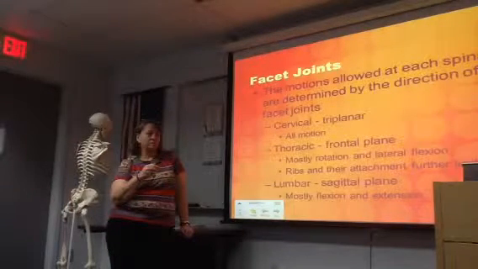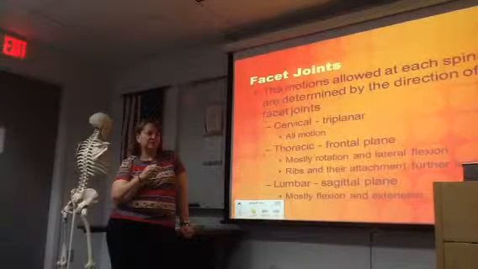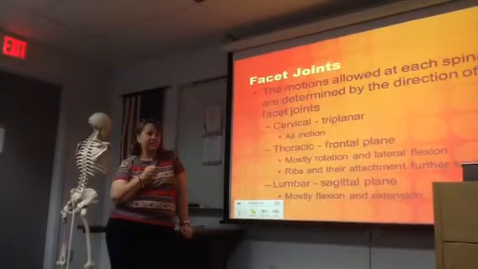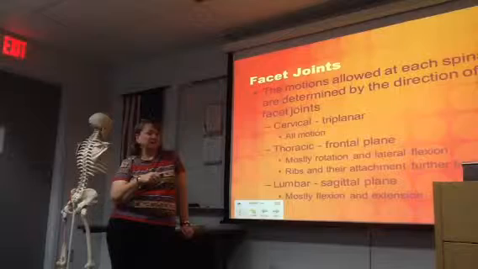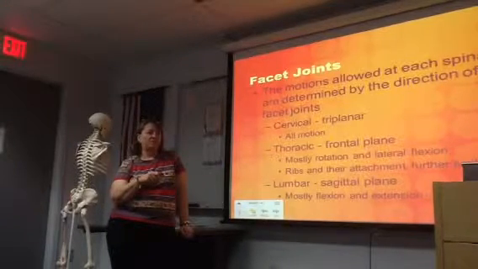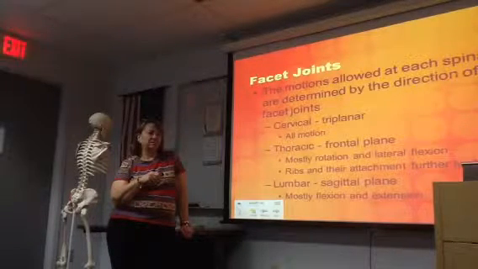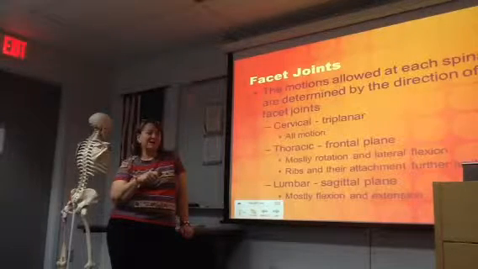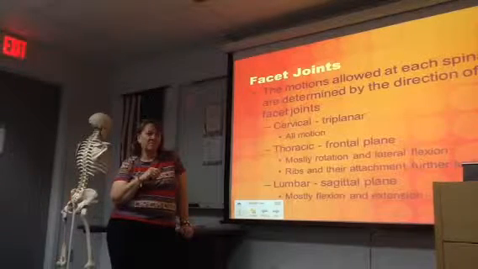Okay. So the motions allowed at each spinal level are determined by the direction of the facet joints. In the cervical area, we can get all motion. In the thoracic area, it is mostly in the frontal plane. So mostly a little bit of rotation, a little bit of lateral flexion, but you're not going to have as much movement in the thorax area because of the rib attachments.